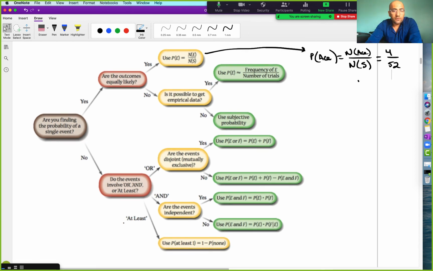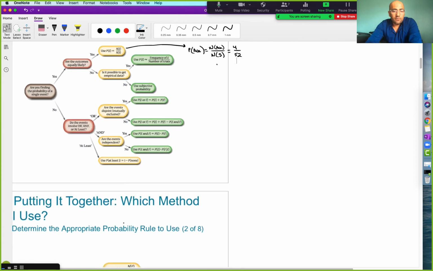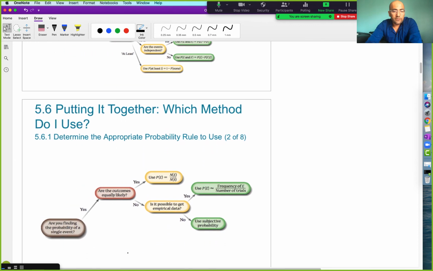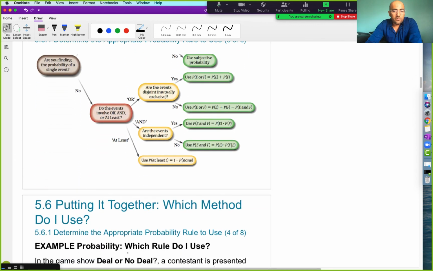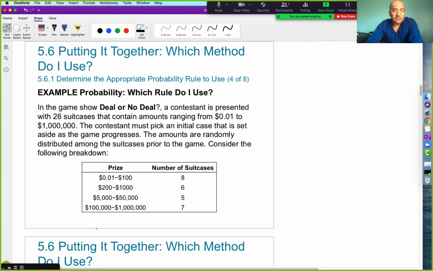Questions, questions, questions? Okay, so let's jump into some examples. We already went through all that. Okay, so here's an example. Let's just jump into some examples.